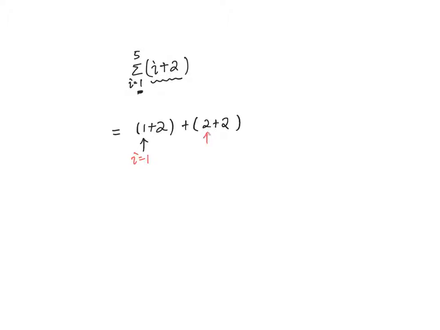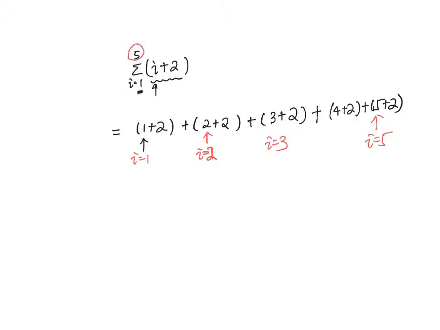And why is this 2? Because you increase i by 1 and now i becomes 2. So you continue. You increase i to 3, and when i is 3, your summand will be 3 plus 2, because it says i plus 2. You have to vary the i value. You continue this pattern. The next term will be 4 plus 2. The next term will be 5 plus 2. And you should stop right here because i is 5. That's the upper index.